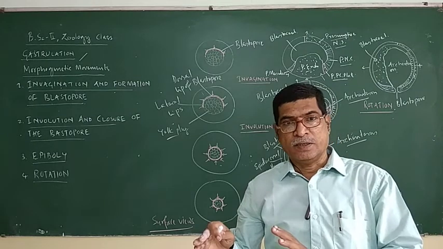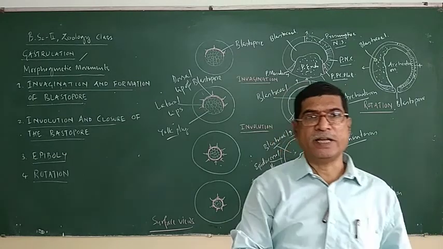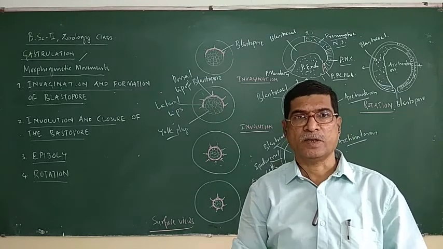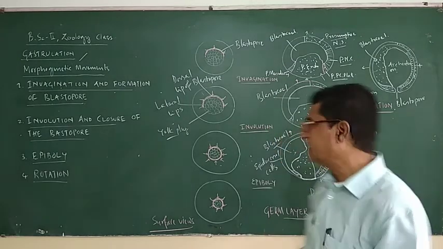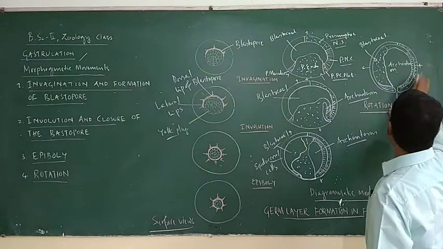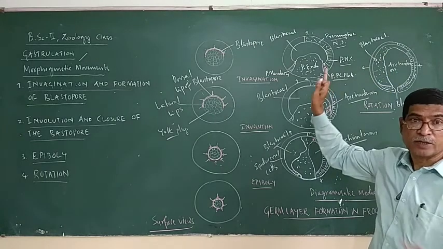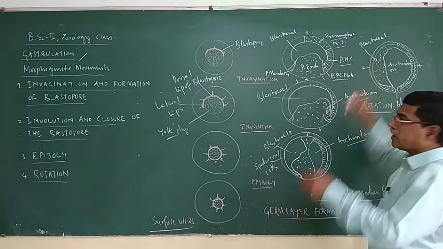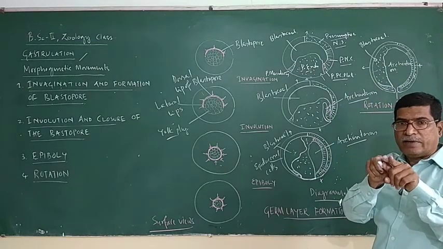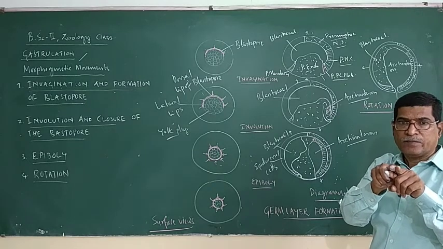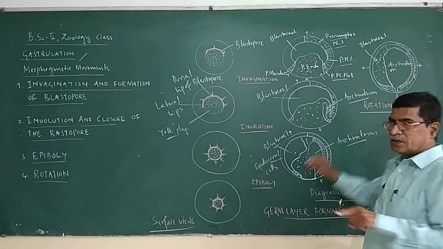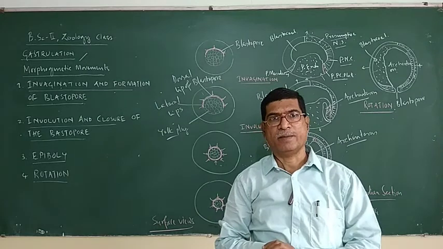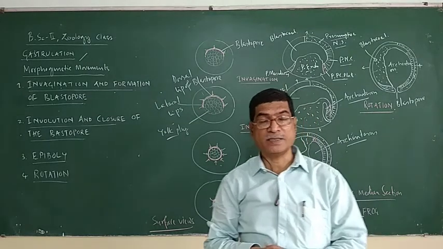Thus, the single-layered blastula is converted into a three-layered embryo called the gastrula. Here, the entire external surface is covered by ectoderm. Ectoderm is complete. Endoderm: only the roof of the archenteron is not completed, not having the endoderm. So the mesodermal sheath is developed. Thus, a three-layered embryo is developed, and that three-layered embryo is called the gastrula.